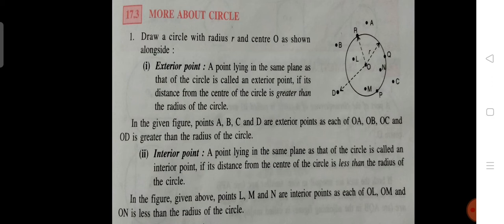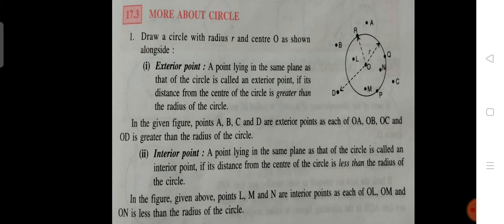And then what is the interior point? A point lying in the same plane as that of the circle is called an interior point. That is, the distance from the center of the circle is less than the radius. If the distance of the point from the center is less than the radius, it is in the interior of the circle. Here L, M, N are the points which are inside the circle.